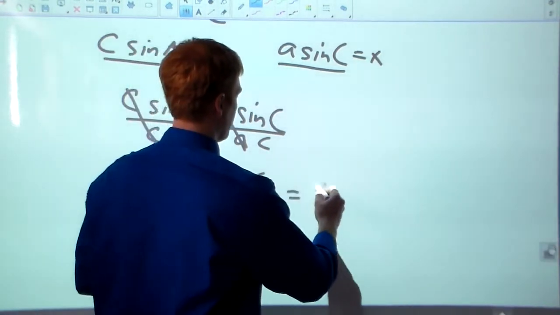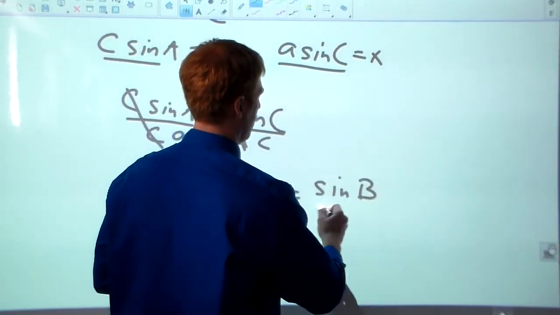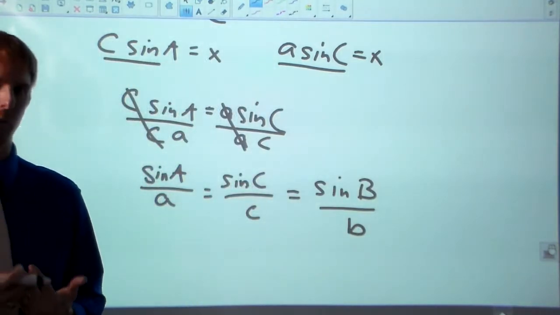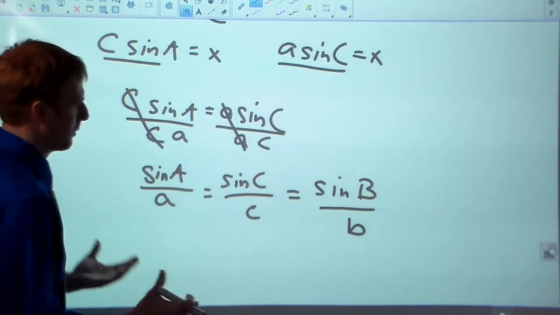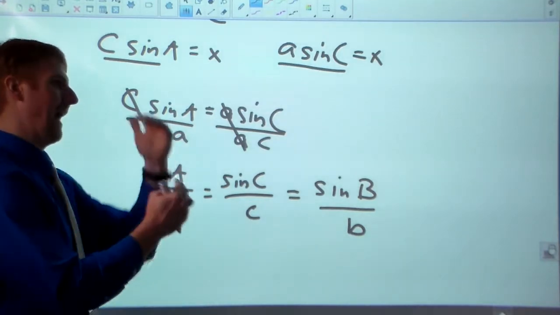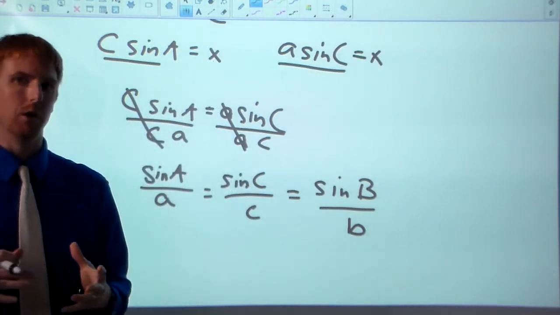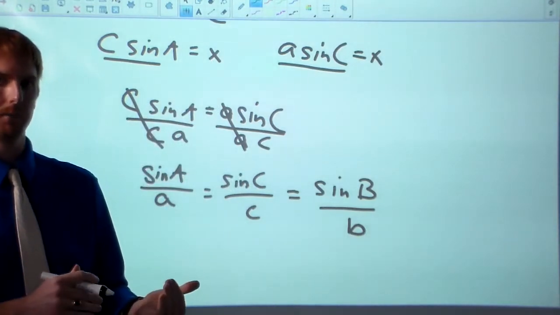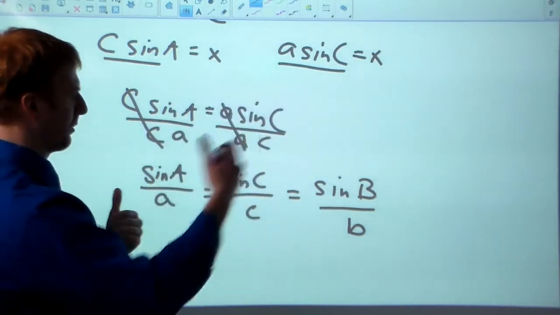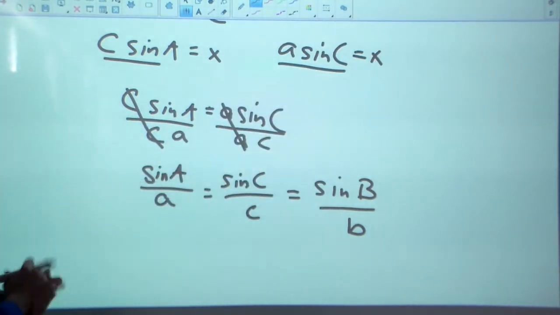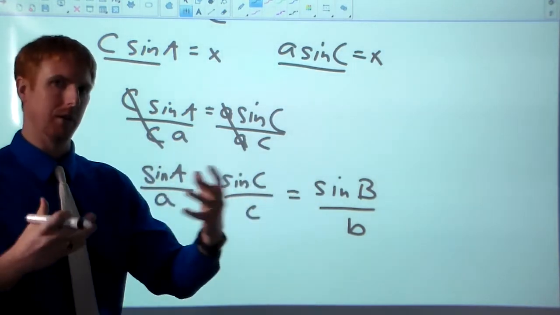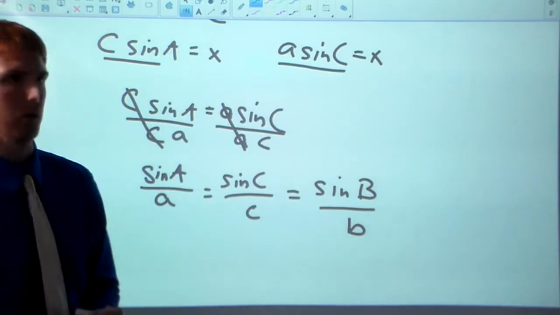And if we want to work with this some more, we could also prove that sine B over B is the exact same ratio. So again, that's what it turns out to be. If you take the sine of any angle and divide it by the side across from it, that ratio will be the same throughout the entire triangle. So we could pick any side and any angle across from that side and set up a law of sines. And usually you only do two at a time, but I just put all three here so you can kind of pick which two you have to work with.